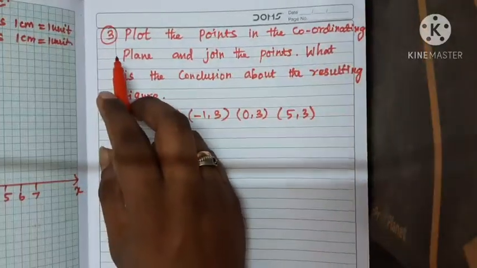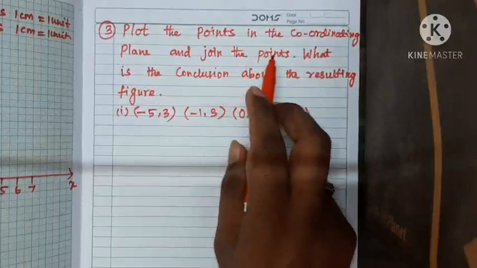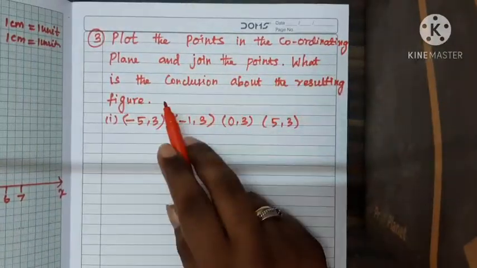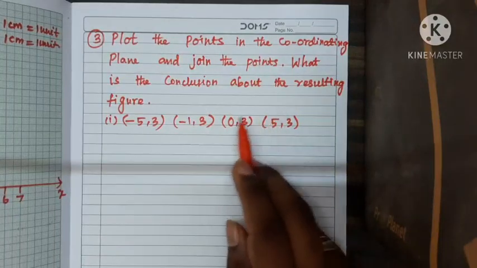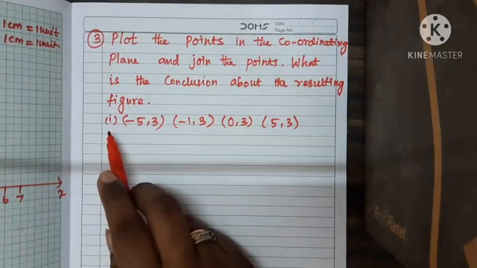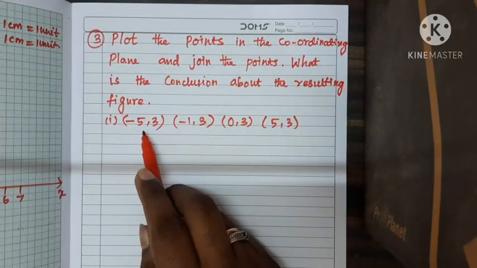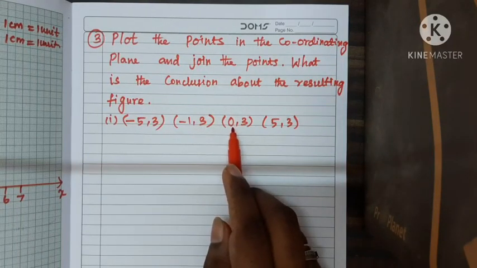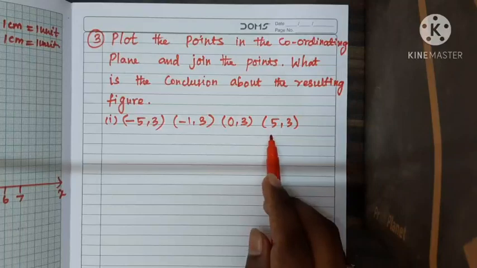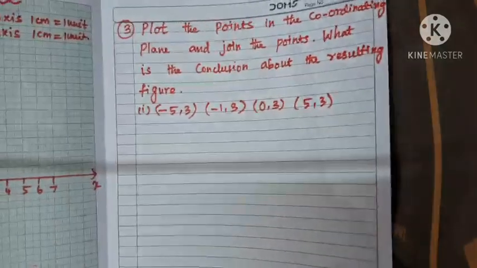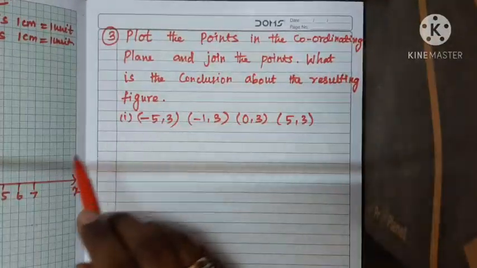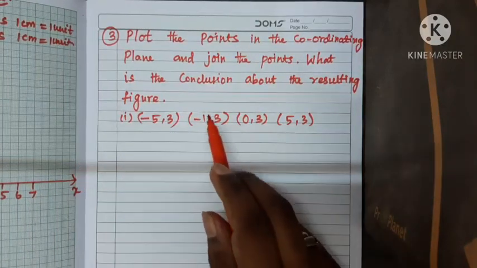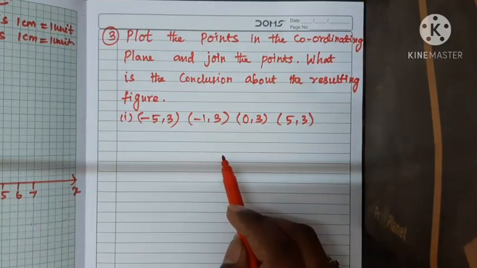Next, question number 3. Plot the points in the coordinate plane and join the points. What is the conclusion about the resulting figure? The points are: minus 5 comma 3 first point, minus 1 comma 3 second point, 0 comma 3 third point, 5 comma 3 fourth point. We have to plot these points on the graph and join all the points.